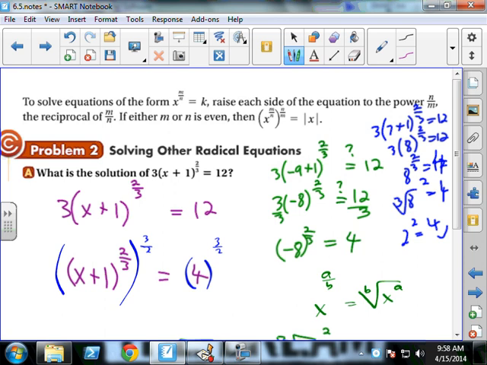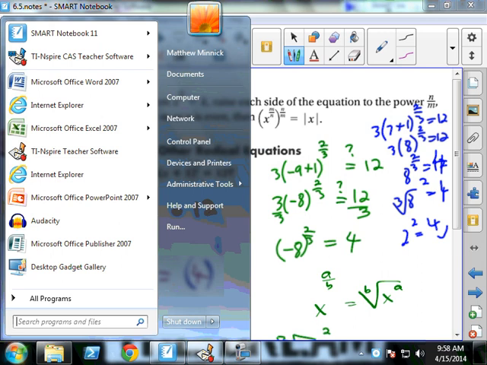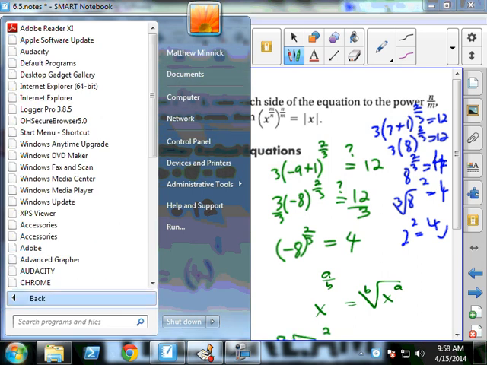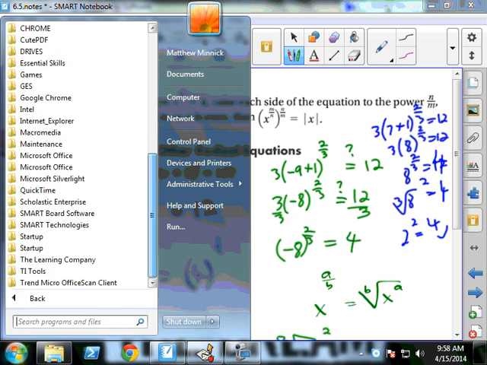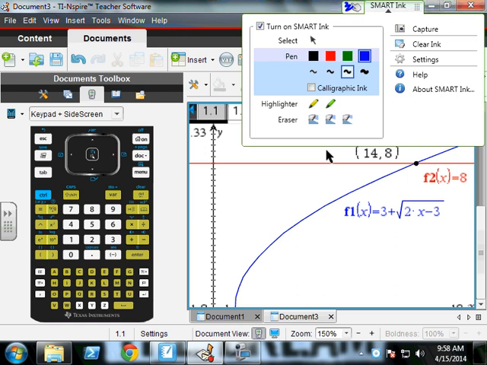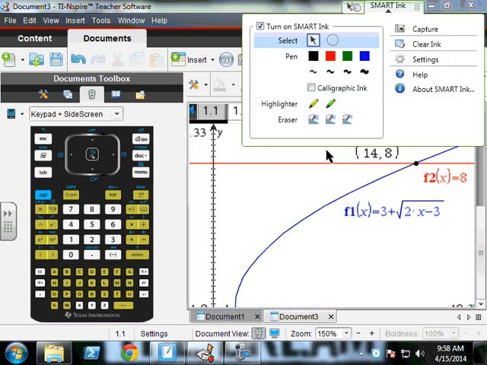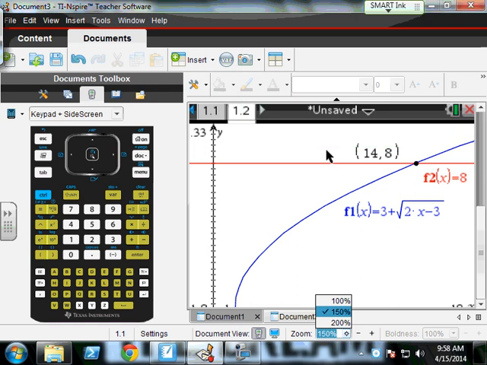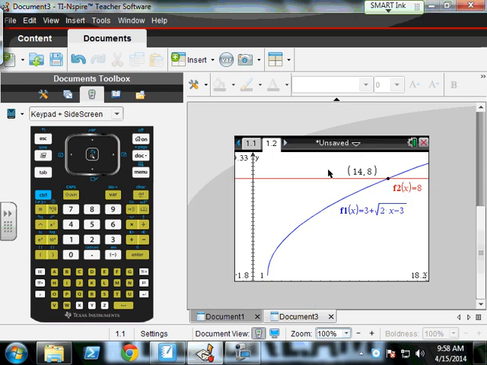Now remember, I said sometimes being able to solve these using another technique is handy. I don't know if I have my virtual TI on here. Maybe I don't. Okay, so let me go back to my graph here then. I'm going to try to get my viewing window. Oh, it's zoomed at 150%. Maybe that's what's going on here. So let me try zooming to 100%. There we go. That should solve that problem.